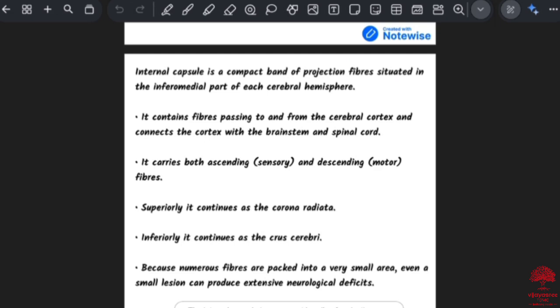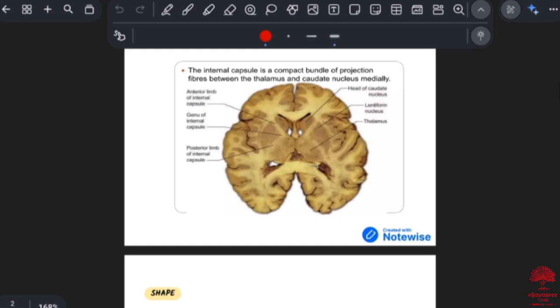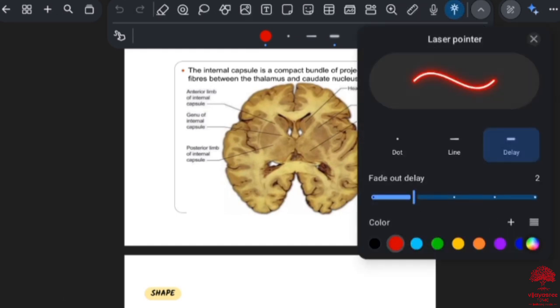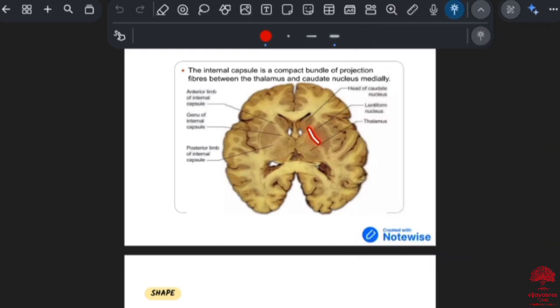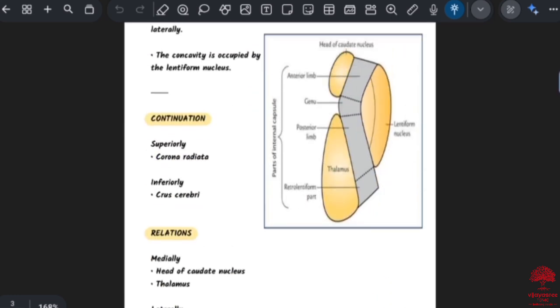a small lesion can even produce extensive neurological deficits. So coming to this figure, here we can see the internal capsule. This is the internal capsule. This white matter is the internal capsule. Now we can discuss the parts of the internal capsule. This is known as the anterior limb. This is the anterior limb.